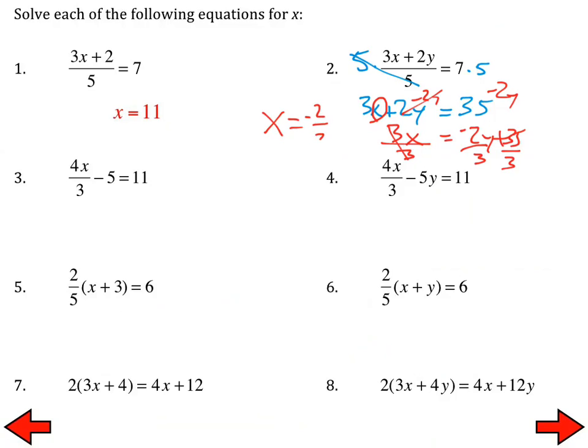negative 2/3 y plus 35/3. Any questions there? Okay, I would like Ferrum. What if it, never mind. Yes. What if you put x equals negative 2y plus 35 over 3?